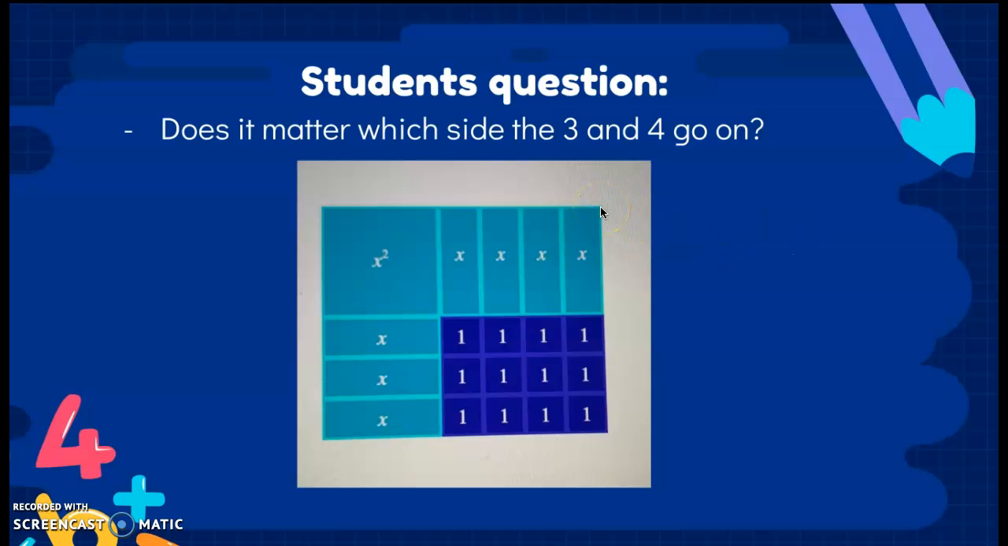A student could ask, does it matter which side 3 and 4 go on? On the previous side, I did have 4 going down at the bottom and 3 going on the right side. It does not matter, because when you have 3 plus 4, it still equals 7, and if you have 4 plus 3, it still equals 7. And you still get the same amount of boxes here, which is 12.